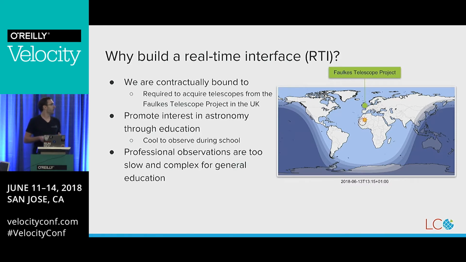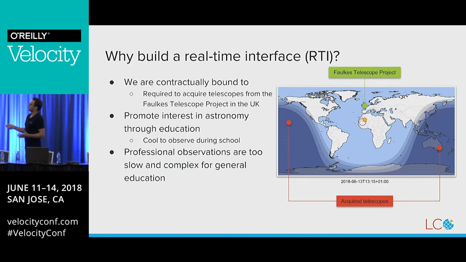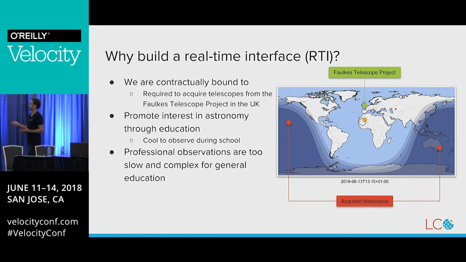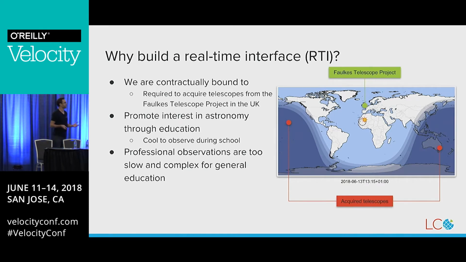So the observatories that we acquired, or the telescopes rather, are here in Hawaii and Australia. So it helps to be able to promote astronomy through education in these locations because, as you can see on the map, here in the UK, it's the afternoon. So right now at this time, you can't make observations in the daylight, but it is nighttime in Hawaii and Australia. So it's kind of cool to be able to make these observations during school hours for children to be able to learn.